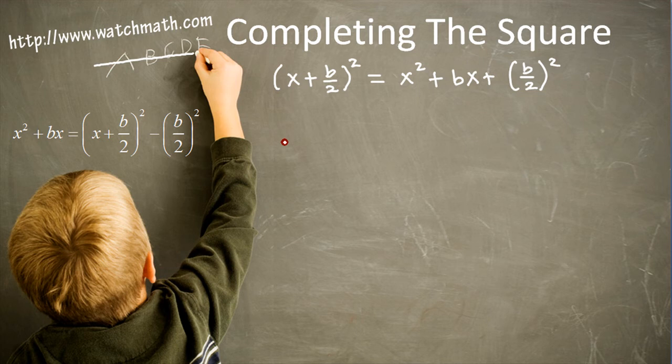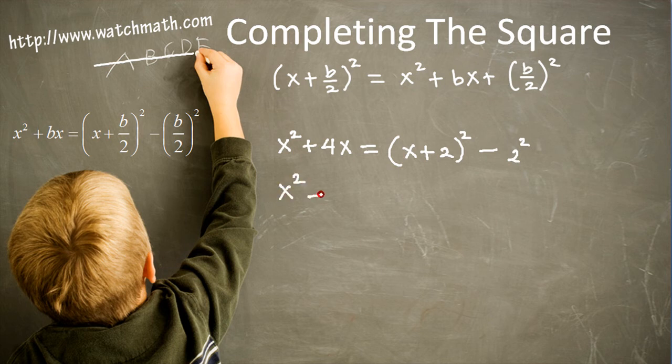Okay, let's do some practice. So let's say we have x squared plus 4x. Change this expression into a difference of two squares. According to this formula, x plus half of positive 4, which is positive 2, squared, minus 2 squared.